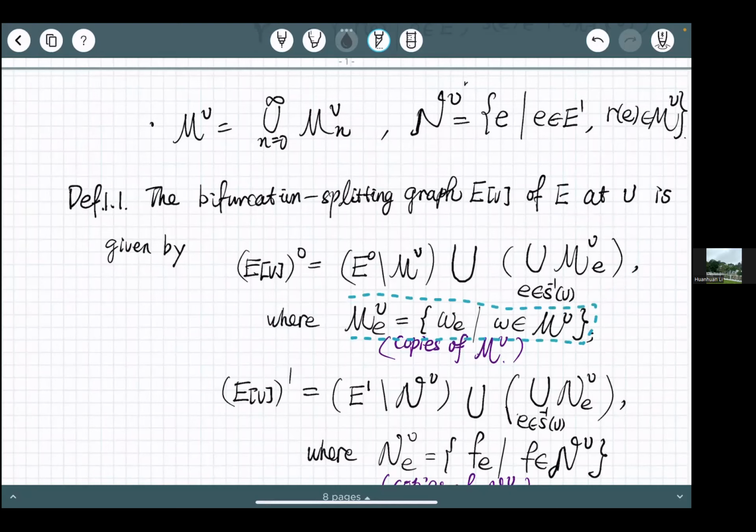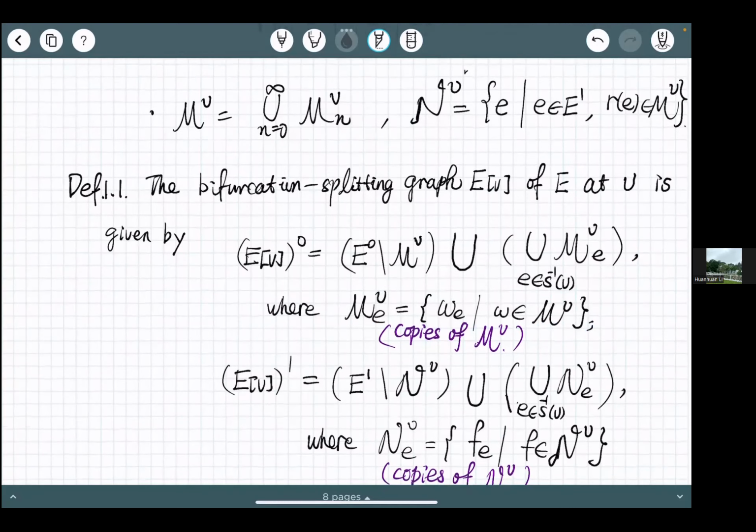We take w_e, where e is any edge starting from v and w is a vertex in M^v. So we can see that M_e^v is a copy of M^v, but we denote the vertex w with an index e. These are disjoint copies that you formally add, one labeled for each edge.